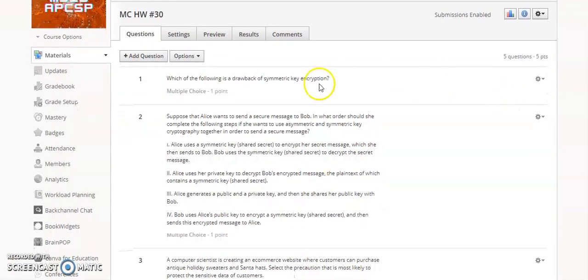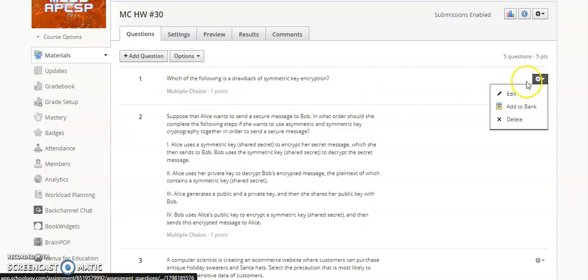MC30. I'm going to fly through these. I only have a 15-minute time limit for this, so I'm going to see if I can squeeze these all in relatively quickly. Which of the following is a drawback of symmetric key encryption?